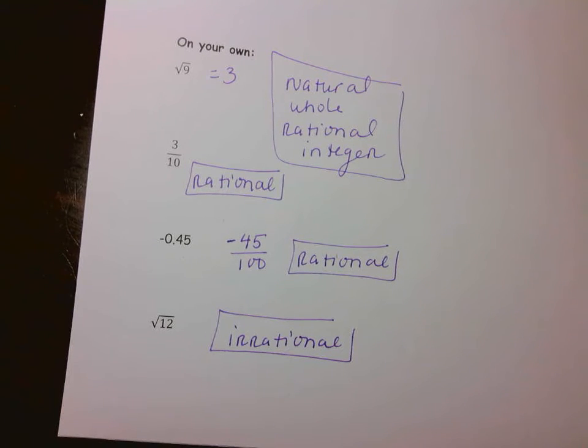And here are the answers. The square root of 9 is 3, so that is a natural, whole, rational integer. 3 over 10 is rational. Negative 0.45 can be put into the form of a fraction, so that is rational, but it's only rational. And finally, the square root of 12 is irrational.